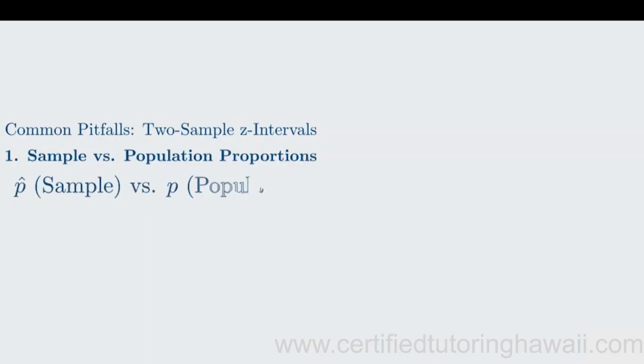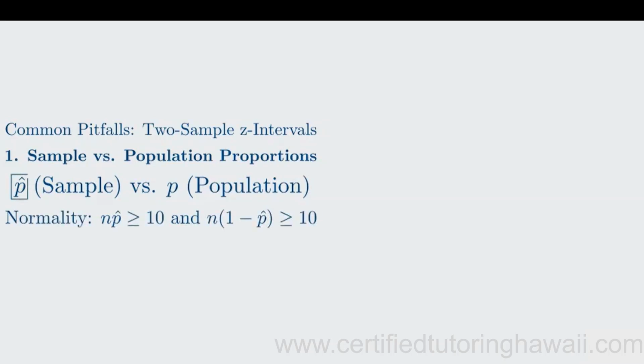Before we move on to another example, let's pause to address some common pitfalls students encounter with two-sample z intervals. Understanding these now will save you a lot of headache later. The first mistake is confusing the sample proportion, p hat, with the true population proportion, p. Remember, p hat is what we calculate from our data. It's known. P is the unknown value we are trying to estimate. We check the normality condition using p hat because we don't know the true p.